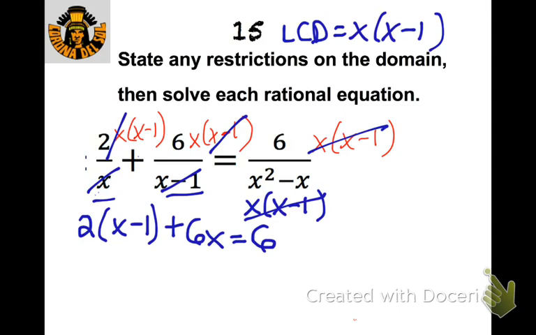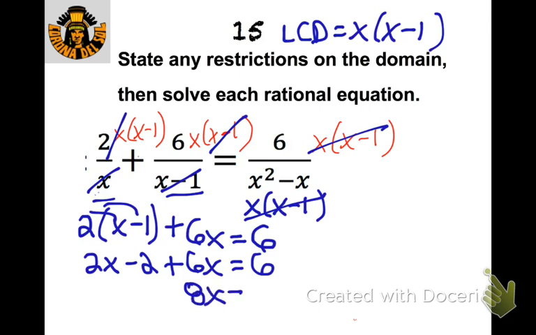Much better. So then we're going to distribute this, so we're going to get 2x minus 2 plus 6x equals 6. 2x plus 6x, that's 8x. And then we're going to add the 2 over, so that would be 8. And then divide by 8, so that would be x equals 1.